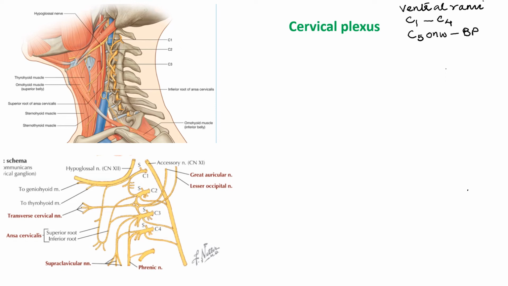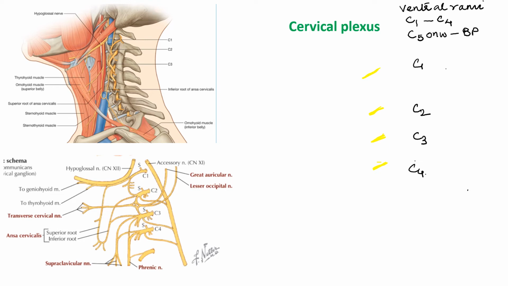Now let's draw. There are lots of diagrams available in many books, but I've taken the simplest diagram of all. This is the simplest thing to understand and to follow and draw if we ever have to draw this diagram. So let's draw the ventral rami of C1, C2, C3, as well as C4.